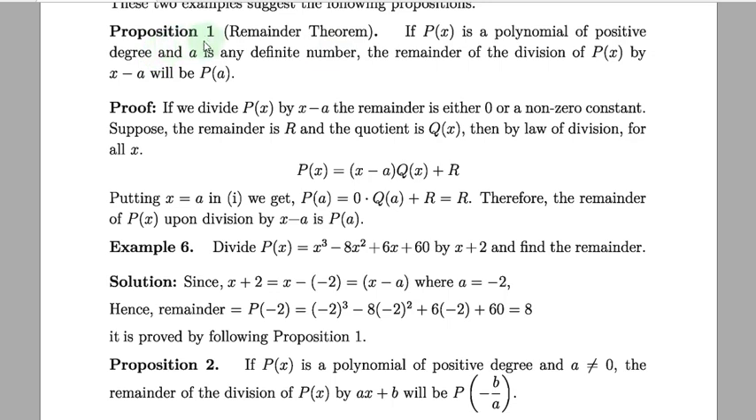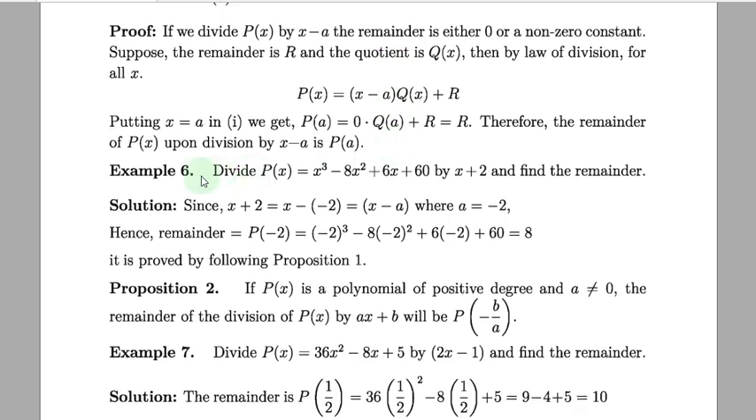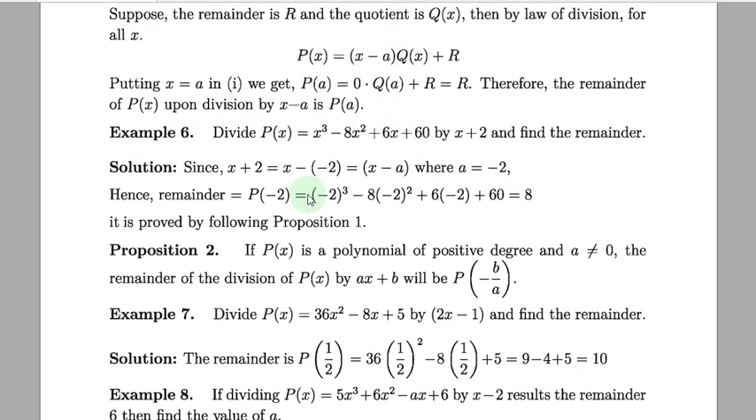In the last class we discussed the remainder theorem. The remainder theorem says that if p(x) is a polynomial of positive degree and a is any definite number, then the remainder of the division of p(x) by x minus a will be p(a). That means if you find the value of p(a), that value will be the remainder of p(x). An example is shown in example 6.